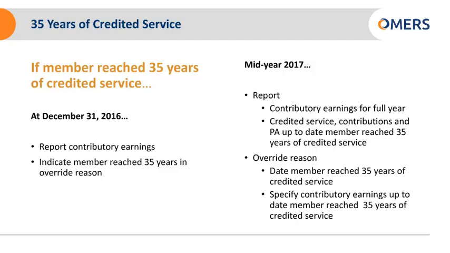If the member reached in the middle of 2017, you will report the contributory earnings for the whole year, and the credited service, contributions, and PA up until the member met the 35 years of credited service. In the override reason, you will tell OMERS the date the member reached 35 years of credited service, and specify the contributory earnings up until the date the member met the 35 years of credited service.